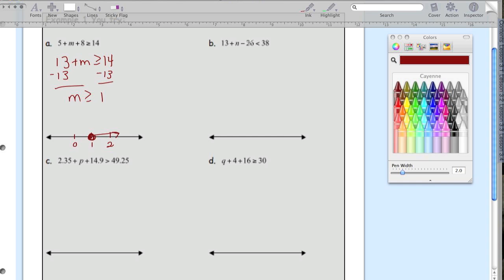Over here, 13 and negative 26 gives me n minus 13 less than 38. I'm going to add 13 to both sides. I get n is less than, carry the 1, 51. So I have 50, 51, 52, open circle, shade left.